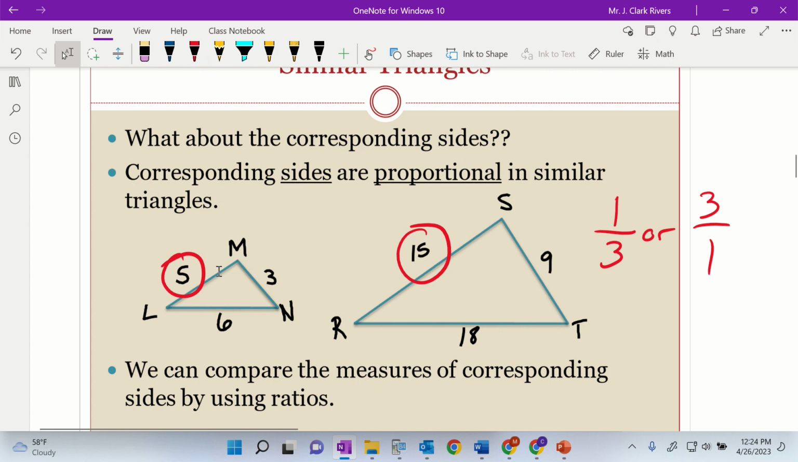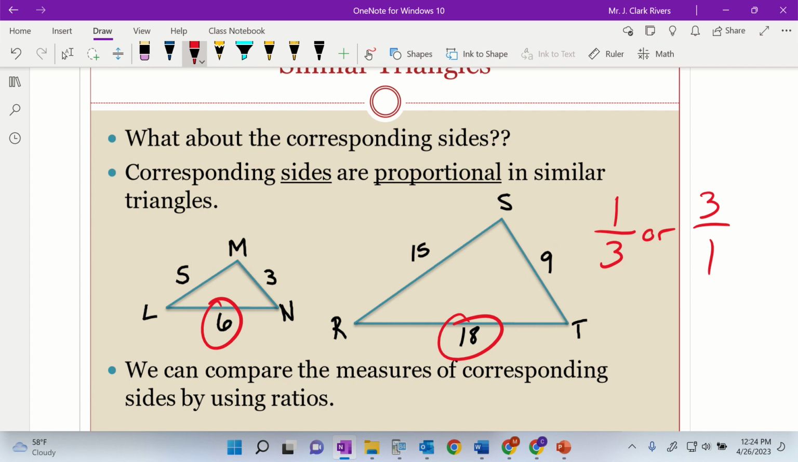Let's do the same thing with the other sides. 3 multiplied by 3 is 9, or you can say 9 divided by 3 is 3. And then same thing with the last pair. 6 multiplied by 3 is 18, or 18 divided by 3 is 6. So the similarity ratio here is 1 to 3 or 3 to 1.